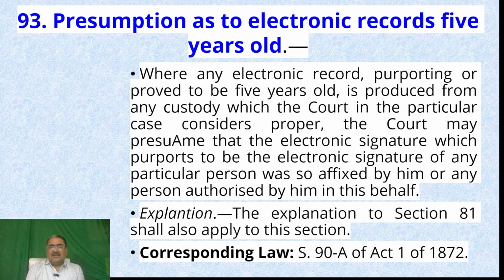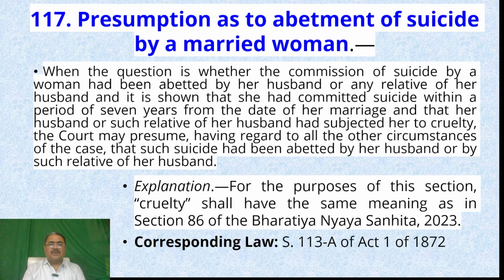In the same way, for electronic records, there is a 5-year timeline. So, if 5-year-old electronic records are produced, the court may draw some presumptions. Where any electronic record purporting or proved to be 5 years old is produced from any custody which the court considers in the particular case proper, the court may presume that the electronic signature which purports to be the electronic signature of any particular person was so affixed by him or any person authorized by him in this behalf. So, the court talks about it. Section 81 has tried to explain the proper custody thing.